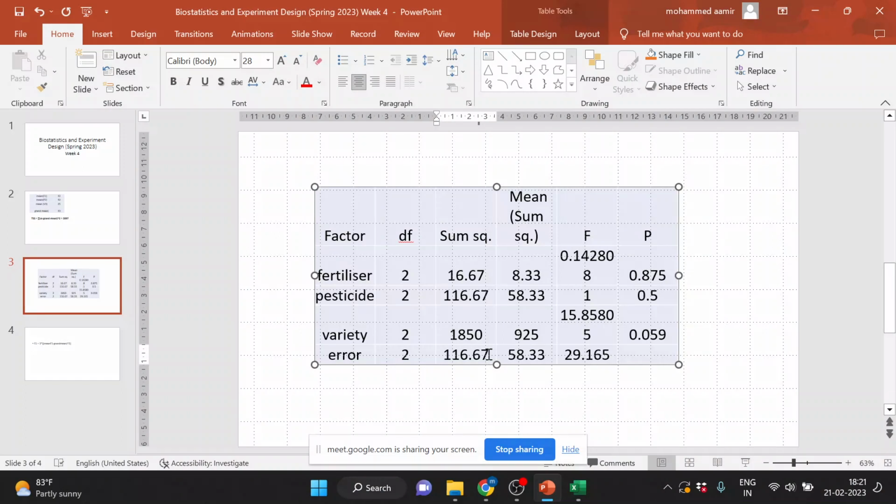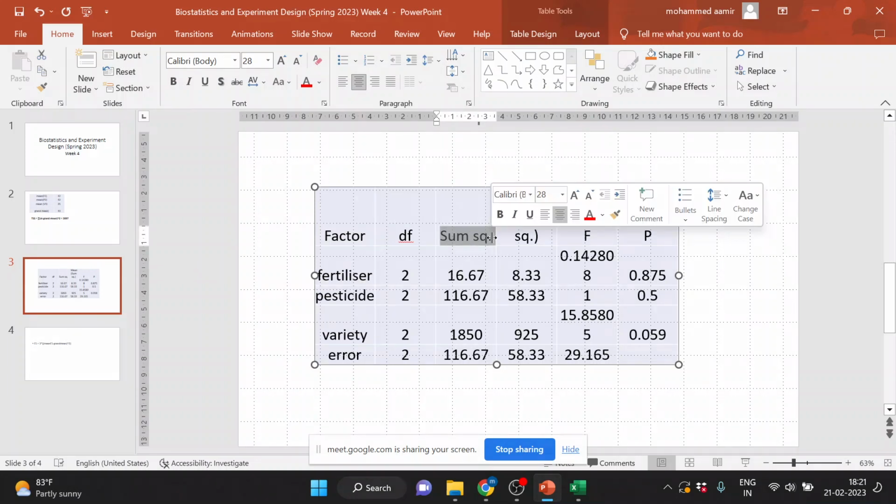Sir, for fertilizer, you had calculated the sum of squares for F1, F2, F3 separately, no? After that, what do we do with that next? You have one value, 16.67. So you have to sum all of them, F1, F2, and F3. If you add up all, that is the meaning of sum of squares.